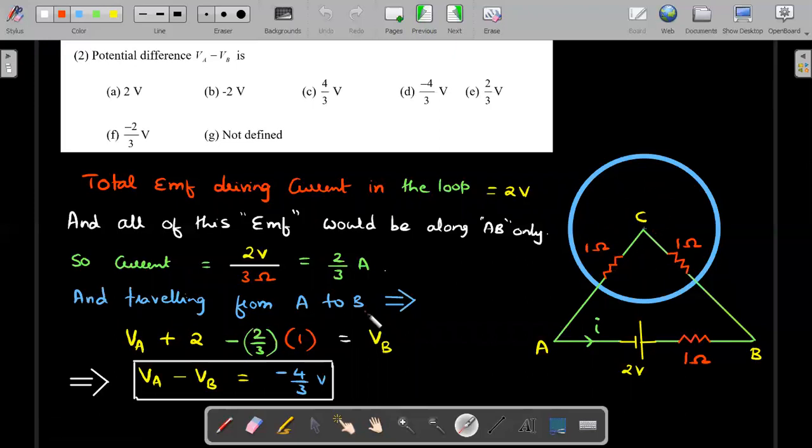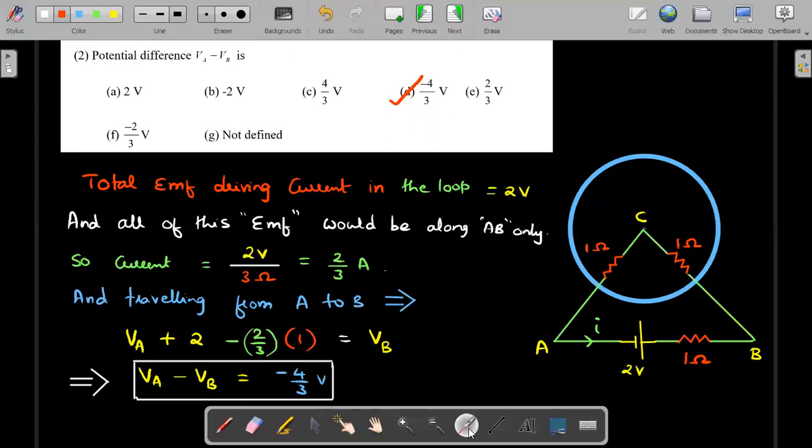Now I will travel from A to B, use Kirchhoff's law from A to B to get the value of VA minus VB. So how do you start? You start here, go this way: VA plus 2 minus 2/3 current into 1 ohm equal to VB. Rearrange, you get VA minus VB equal to minus 4 by 3 volt. So among these many options, the answer is going to be minus 4 by 3 volt. With sign you have to write. So that's the second question.